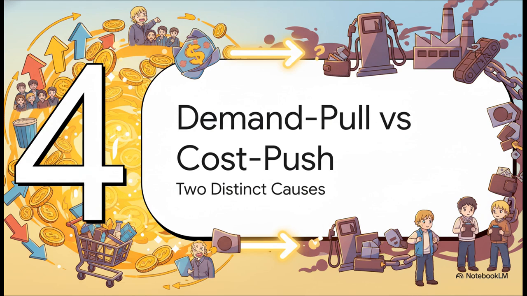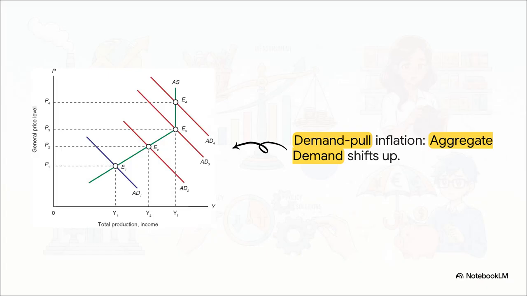Section 4. Demand pull versus cost push. Two distinct causes. Let's start with demand pull inflation. Basically, aggregate demand shifts upwards while aggregate supply stays completely unchanged up to a certain point. This happens when there's simply too much money chasing too few goods. The demand literally pulls the general price level up. As overall demand increases, prices just follow suit, stepping higher and higher.